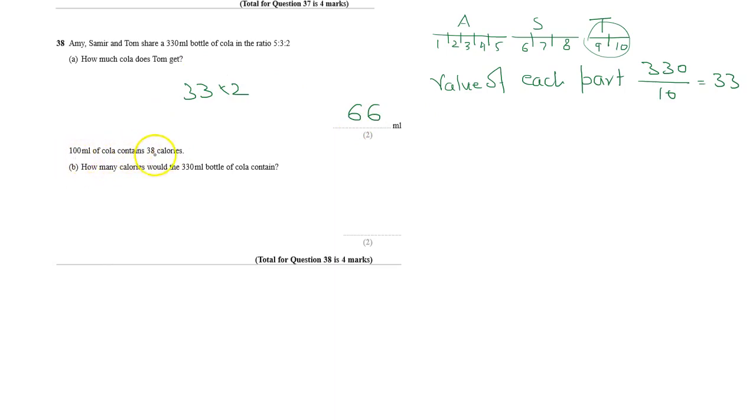"100 ml of soda contains 38 calories. How many calories would 330 ml bottle of cola contain?" 100 ml contains 38 calories. 1 ml will contain 38 over 100. It will contain less. 330 ml will contain more.